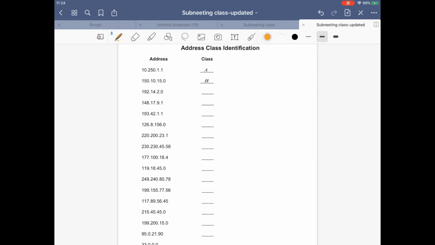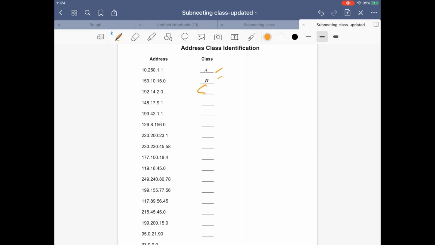This is the classes which we studied yesterday, right? Classes of IP address. So you have to find out the class. Check the first octet. The first two are already there, right? I have to check the third one. 192 is class C.